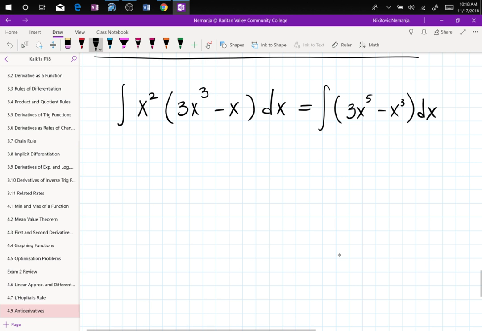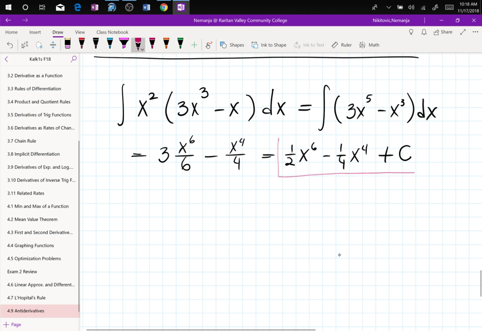You copy 3 out, and then you just have x to the 5, integral of x to the 5, that's easy. And then you have integral of x to the 3. So this is further equal to, kick 3 outside, we have x to the 6 over 6 minus x to the 4 over 4, for a total of 1/2 x to the 6 minus 1/4 x to the 4 plus c. Plus c is important for every one.